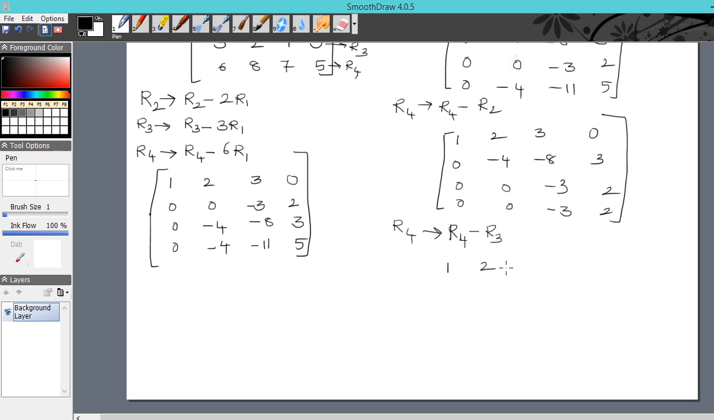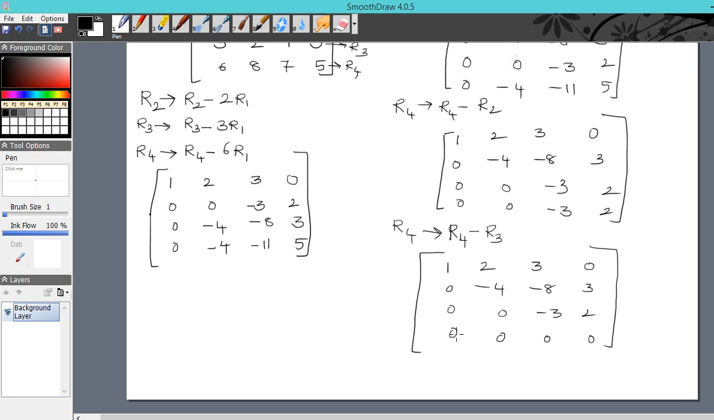How much will you get? 1, 2, 3, 0, this is R1 same. R2 is 0, minus 4, minus 8, 3, same. R3 also same, 0, 0, minus 3, 2. R4: 0 minus 0 is 0, 0 minus 0 is 0, minus 3 minus of this is 0, 2 minus 2 is 0. Subtracting R4 minus R3, I have converted this into echelon form.